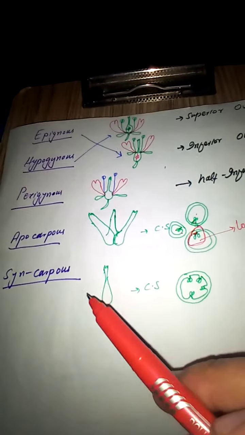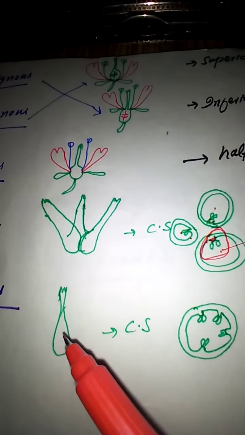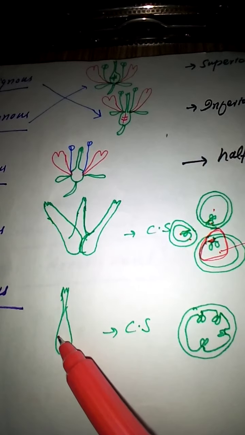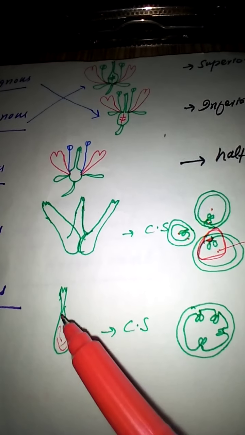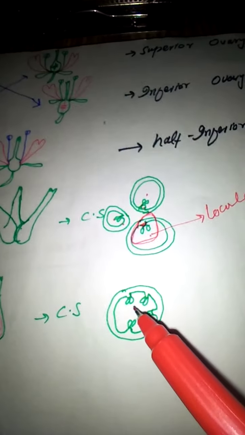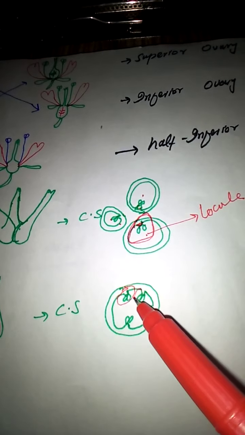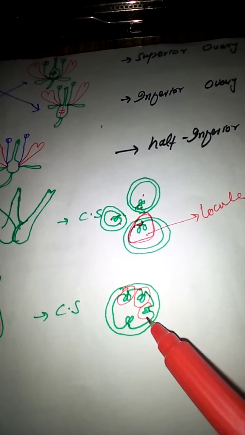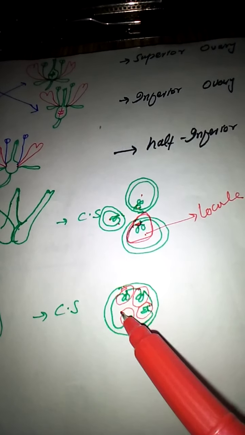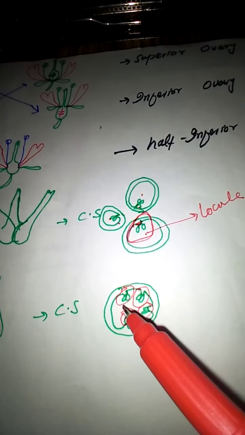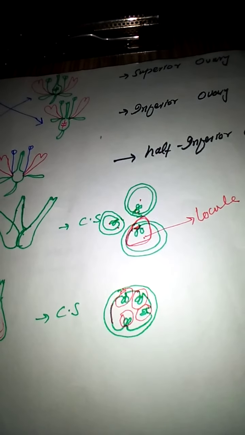The other one is syncarpous. Now in this case, look at the ovary. This is the ovary. The cross section of the ovary is somewhat like this. This is a separate carpel, this is the other one, and this is the other one. But they are fused. Look at the structure, not free like this. So this is the syncarpous condition.